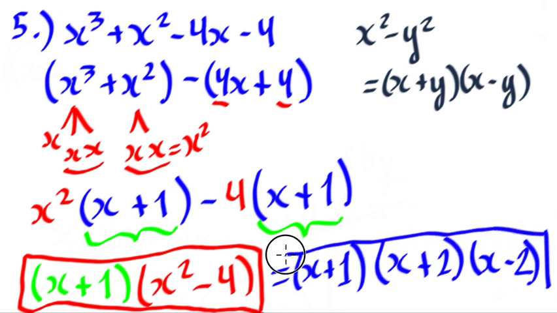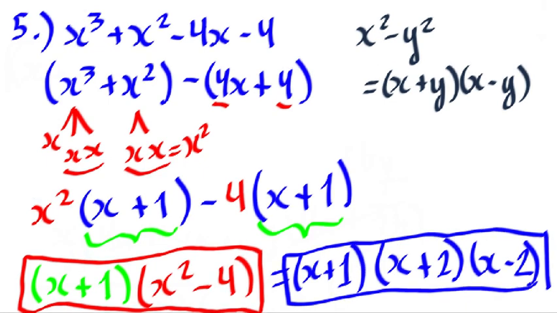And this is our answer for number 5. X plus 1 times the quantity of x plus 2 times the quantity of x minus 2. Again, by commutativity, they can be written in any order without altering the answer. Okay, so that's it for number 5.